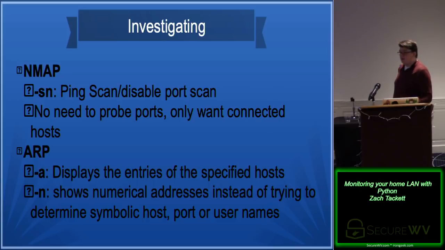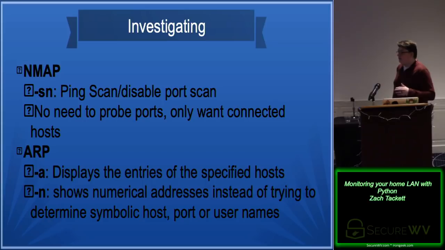The first series of scans I started running was nmap. I just wanted to do ping scans. I didn't care about what ports were open. I just wanted to identify what hosts were currently connected. I used two different types of scans, nmap and ARP. ARP displayed specifically the hosts that were connected recently, within the last several hours. This is the one that really showed me the results I was looking for.